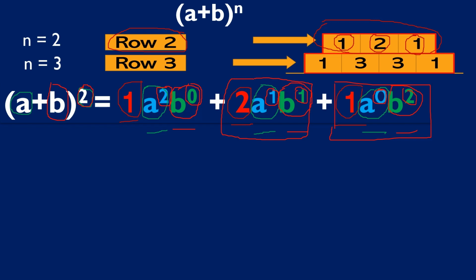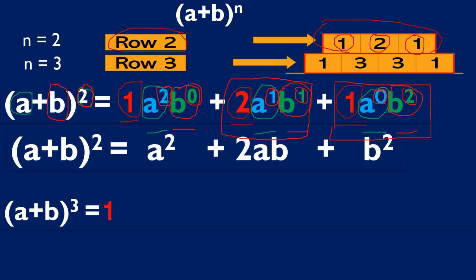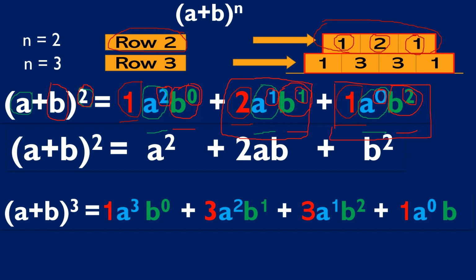So that's what we have for a simple binomial expansion when n is equal to 2. And when we simplify that, we have a squared plus 2ab plus b squared. Now, if we look at n equal to 3, what we have in the binomial expansion is as shown.